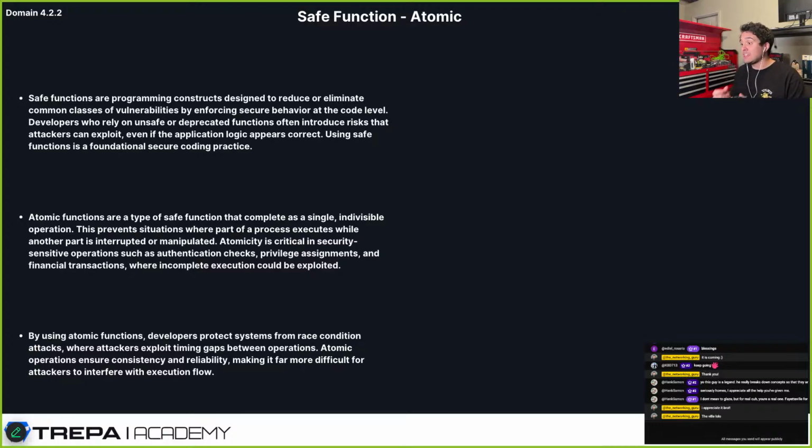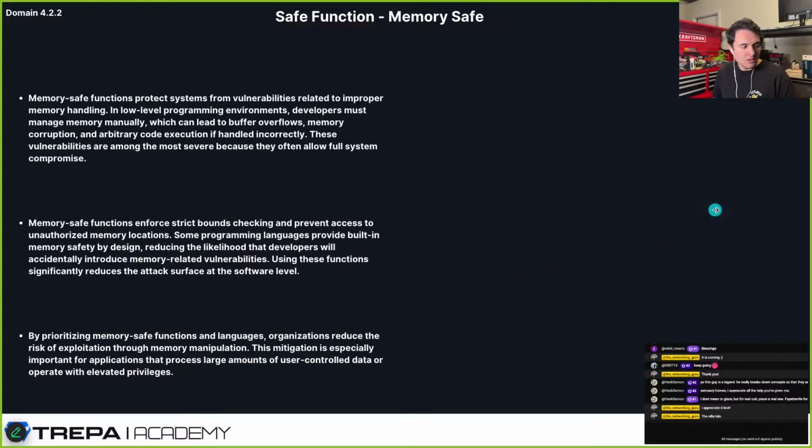It just means that we need to have good sequence and good timing for whatever modules or functions we're executing in our code. So by using atomic functions, developers protect systems from race condition attacks where attackers exploit timing gaps between operations.